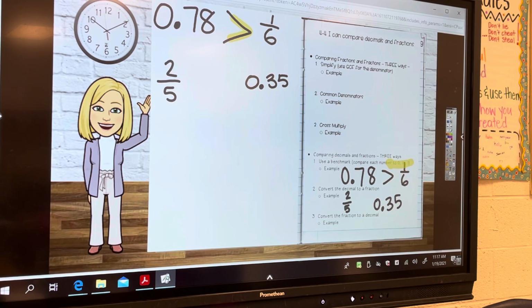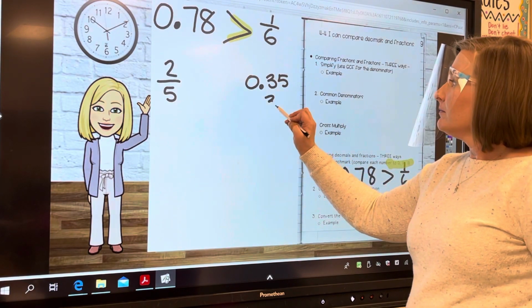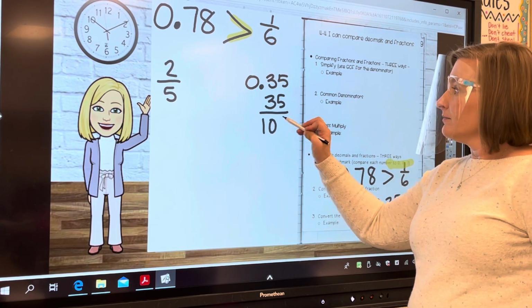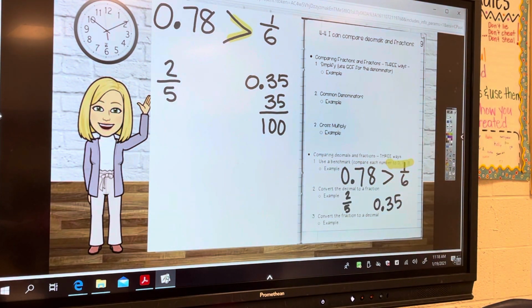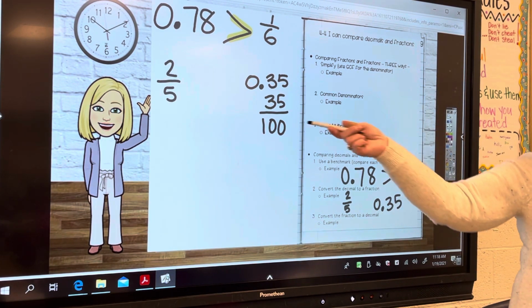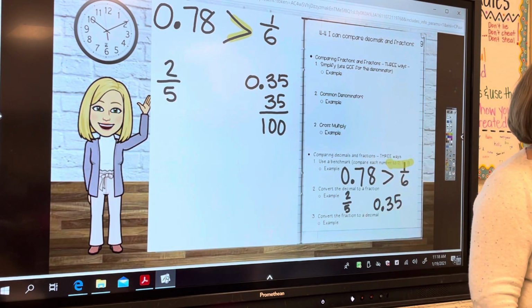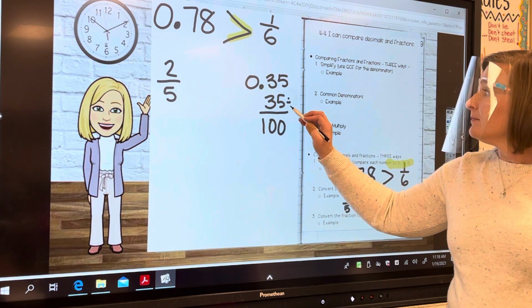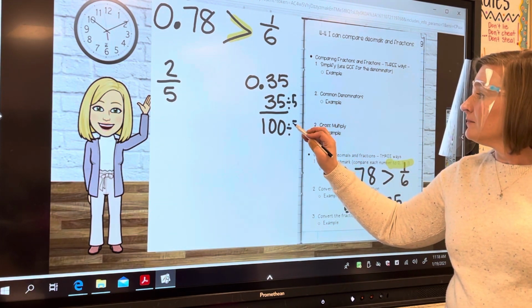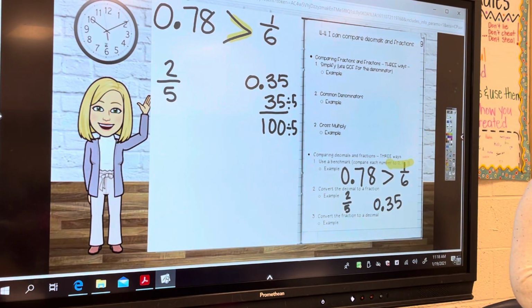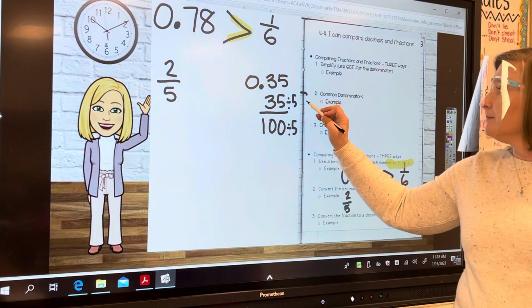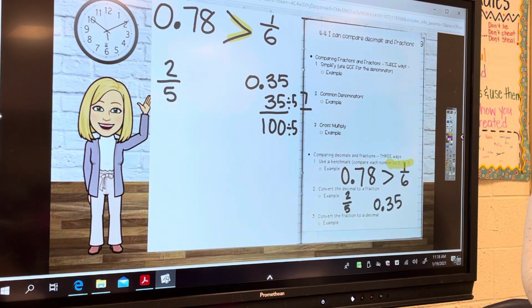35/100. What do I do? 35 over 100. Does that say the same thing? Yeah, it does. Now, can I compare 5 and 100? No. So what do I need? What can I do to this fraction? Simplify. What can I divide 35 and 100 by? 5. 35 divided by 5 is 7. 100 divided by 5 is 20.